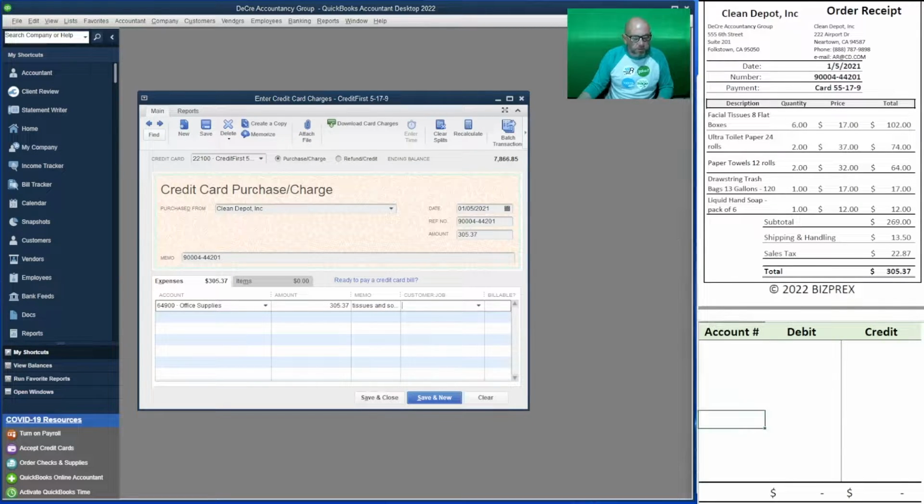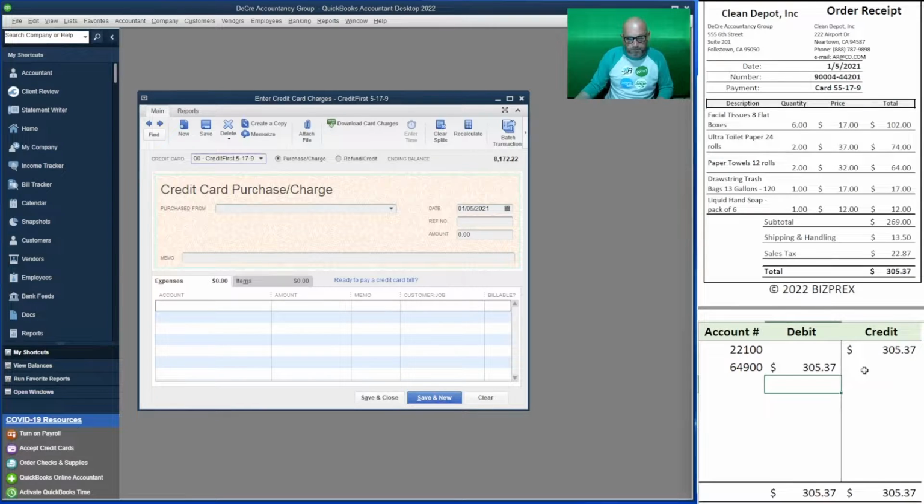Right? So again, what's happening in terms of debits and credits? So let's go the other way. We purchased it with a credit card. Credit card is a liability. Liabilities go up when credited. Therefore, $305.37 has to be credited. What else is happening? Well, expenses go up because we just expensed quite a bit of money on office supplies, and expenses go up when debited. So here it is. Debited. Debits and credits are in balance. We are good to go. Let's save and new.